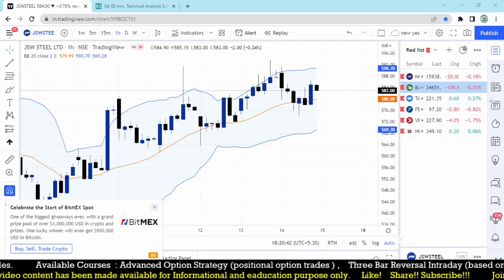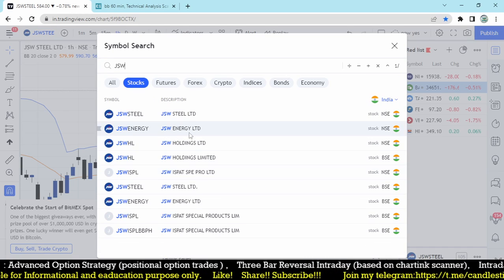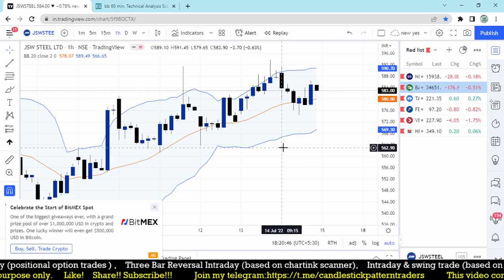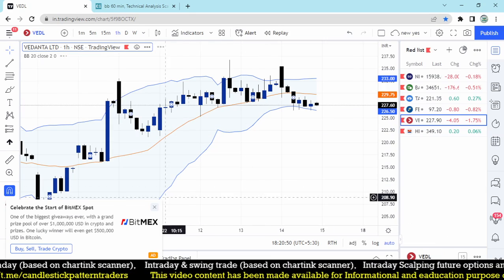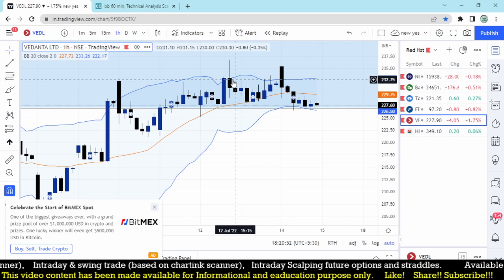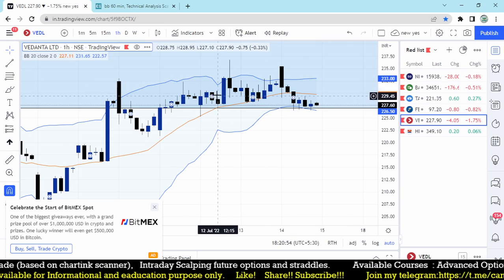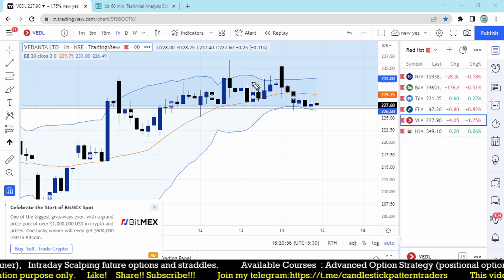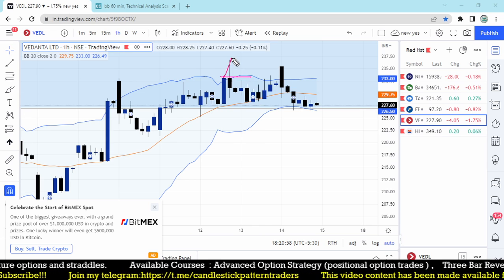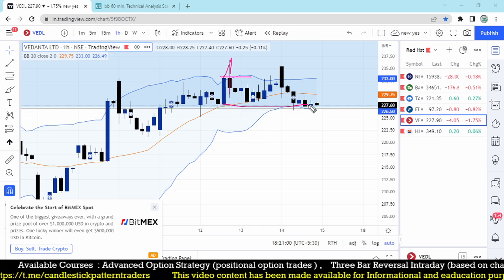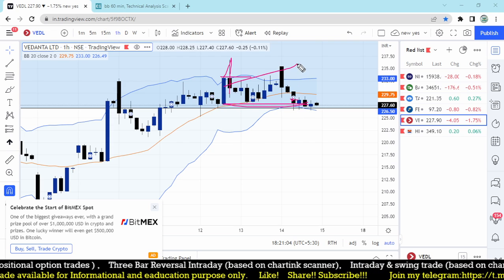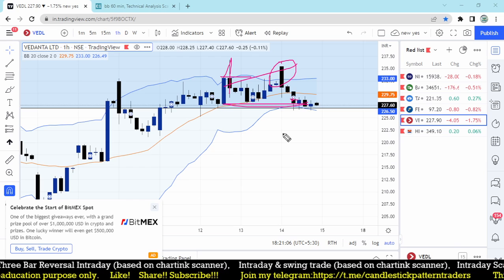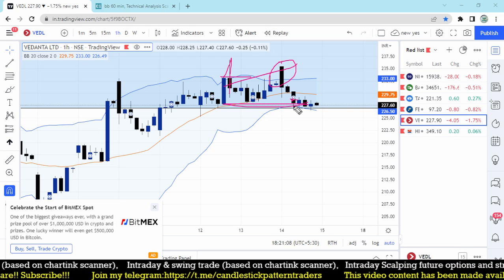And JSW Steel, that is what is JSW Steel. We have to focus on VEDL. This was the 1:15 candle. I think this was the candle, and it is a spike. After that candle it moves suddenly and falls down, and it triggers your stop loss at this point. But meanwhile it moves, but it is a gap up, we cannot catch it, but it may be a stop loss trade.